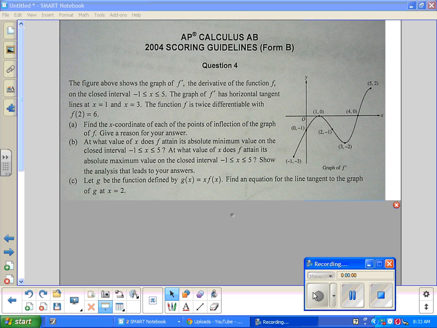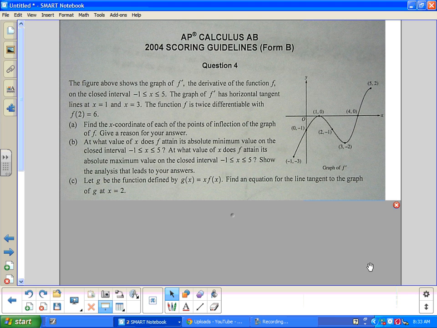So I'm gonna be a little lazy today, and I'm gonna use the scoring guideline for 2004, question 4. So no calculator. All right, Form B. The figure above shows the graph of f prime. You've got to catch this, guys. This is the graph of the derivative. Okay.